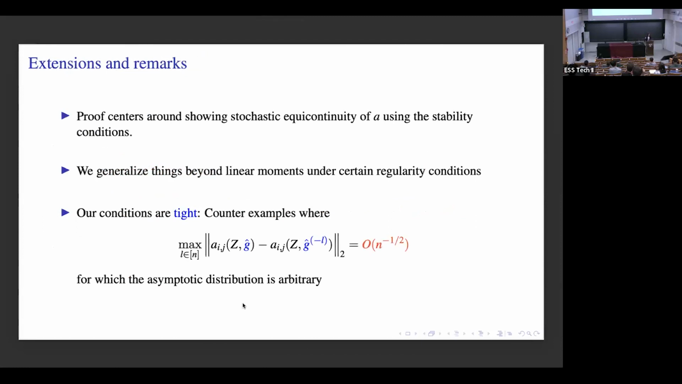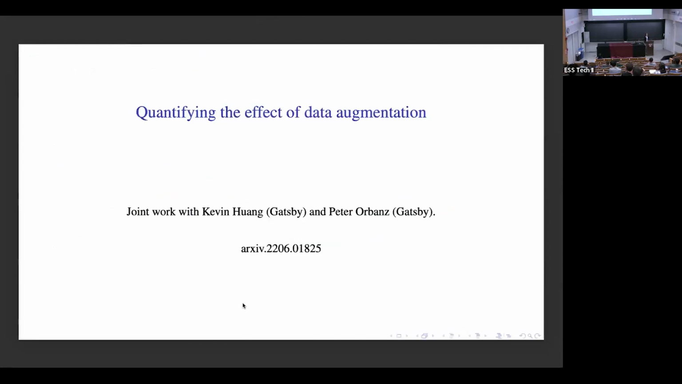Note that these stability conditions are actually tight. We can give you examples in which the difference is not little o, but exactly on the order of 1/square root of n, and for which the asymptotic distribution can become completely arbitrary. It can be asymptotically Poisson, exponential, or not fall into any universal class. So hopefully by those two examples I showed you that there's a need to better understand the behavior of algorithms that use data splitting, and when you do that, you might gain some very valuable insight.